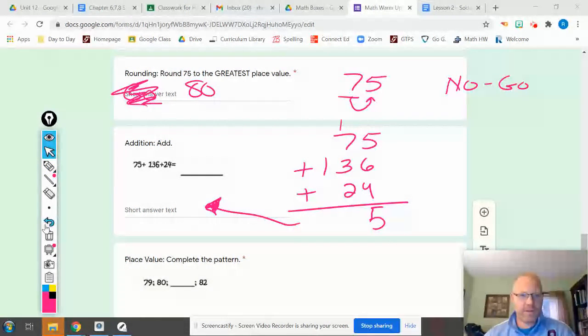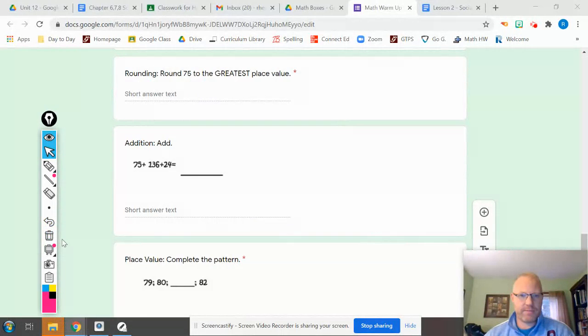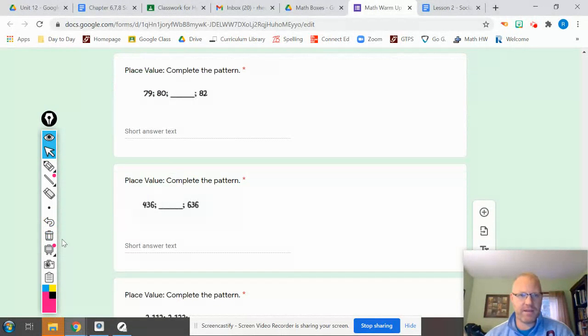Next, complete the pattern. 79, 80, blank, 82. The pattern is plus 1. 79, 80, blank, 82. What goes there?